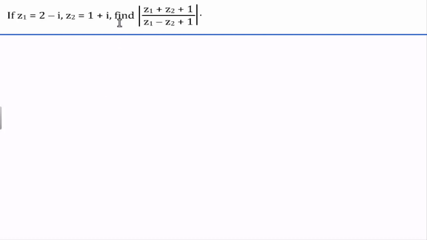In this question, we need to find the modulus of z1 plus z2 plus 1 upon z1 minus z2 plus 1 if z1 is equal to 2 minus i and z2 is equal to 1 plus i. Let us begin with the solution.